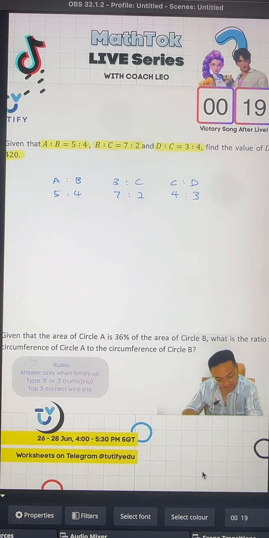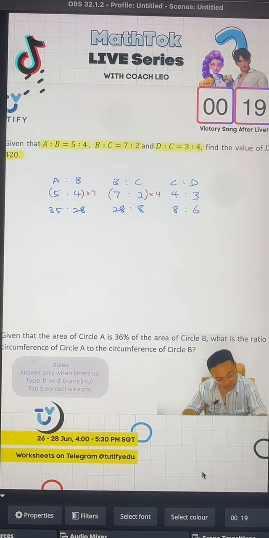So I might as well just make it 28 immediately. Times 4, so I'll get 28. And what about this? Times 7, so that you can get 28. So you times 7, you get 35 is to 28. Times 4, you get 28 is to 8. And now that this is 8, then you can make this become 8 is to 6. So A is to B is to C is to D, you can combine 35, 28, 8, and 6.